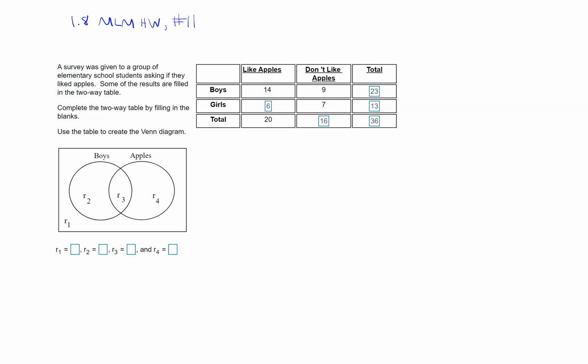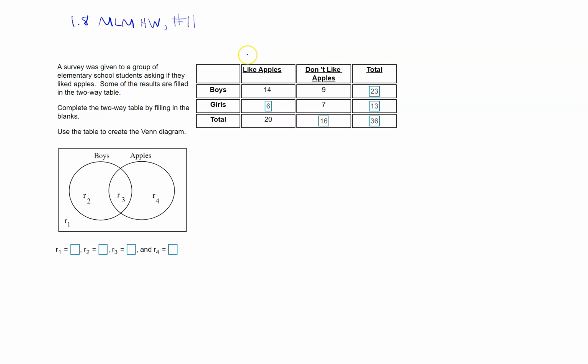This is question number 11 from the 1.8 MyLab Math homework on Venn diagrams. In this problem, we're told a survey was given to elementary school students asking if they like apples. The information from the survey was translated into a two-way table, and then we have to fill in the missing numbers and translate that information into a Venn diagram.